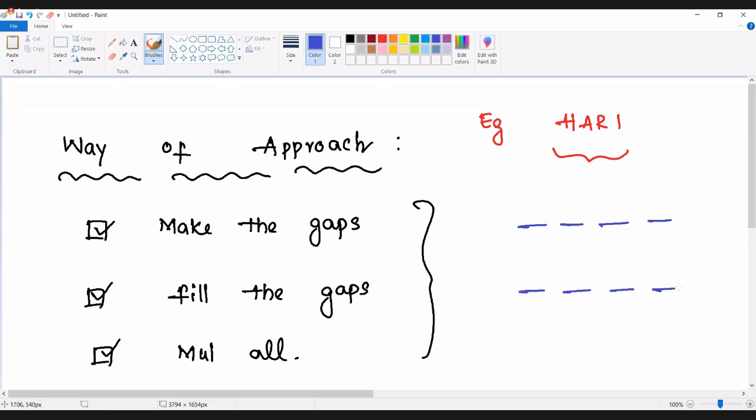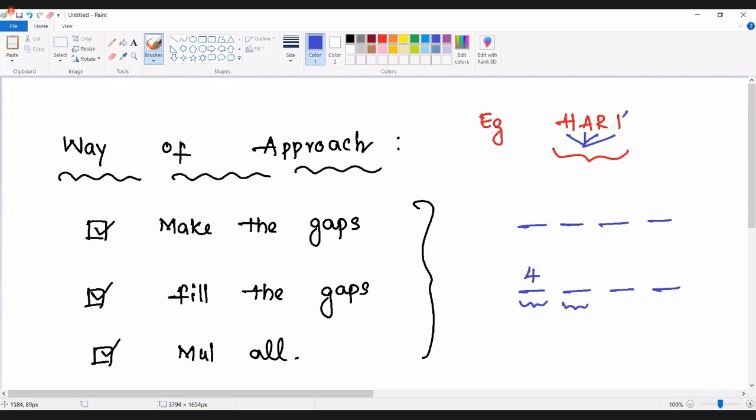So filling the gaps is nothing but first H. The first gap can be filled with any one of these letters, either with H or A or R or I. So how many ways are there? 4 ways to fill the first gap.